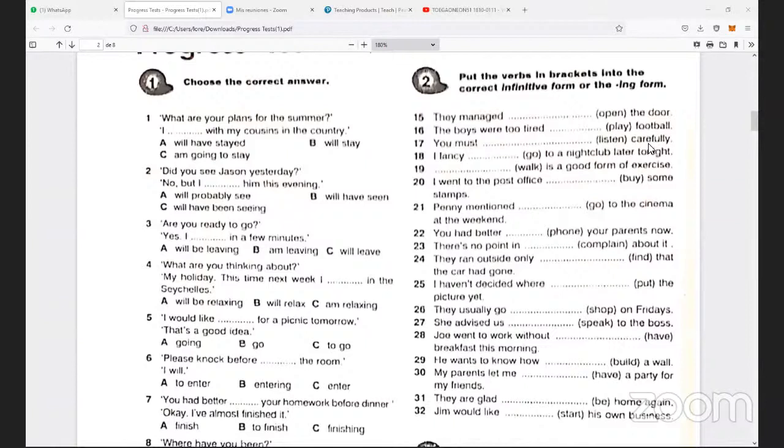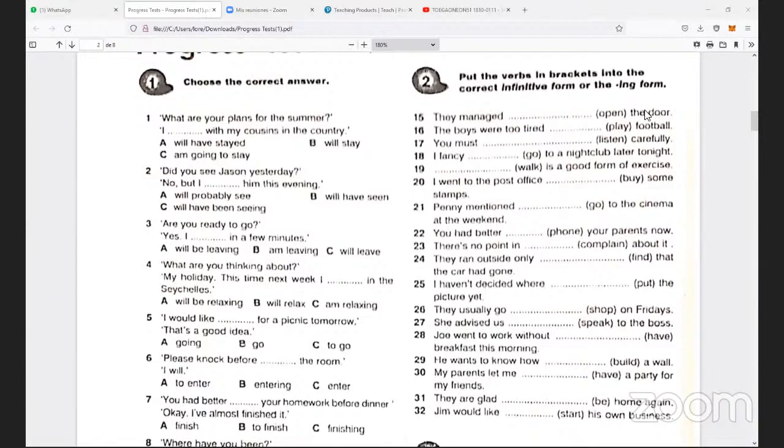Okay. Perfect. You had better phone your parents now. Great. There's no point in complaining about it. Okay, in this case, as we are using in, it is a preposition. So always after a preposition with ing. Okay.